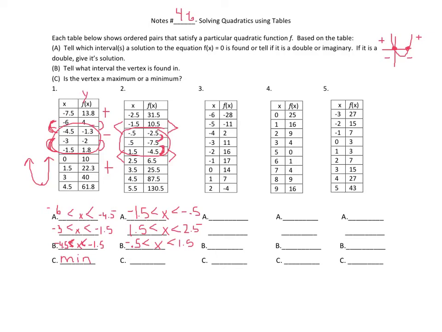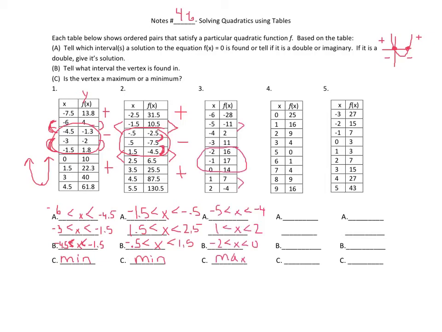And then look at the y values. It's positive, then it goes negative, and then it goes positive again. So that would be a minimum. The vertex would be a minimum. So the whole point of this assignment is to interpret these tables. I want you to try and do number 3 on your own, and then press play when you're ready to check your answer.